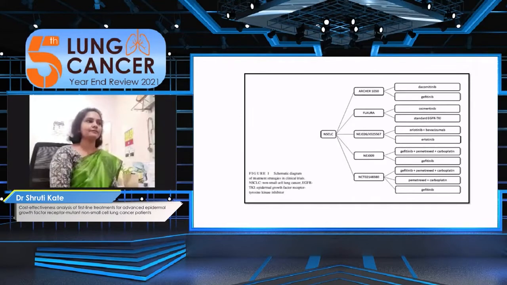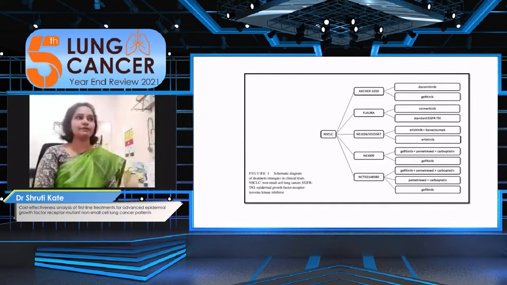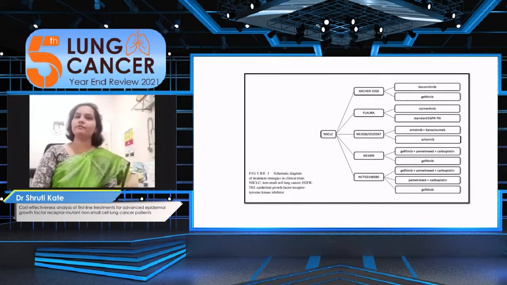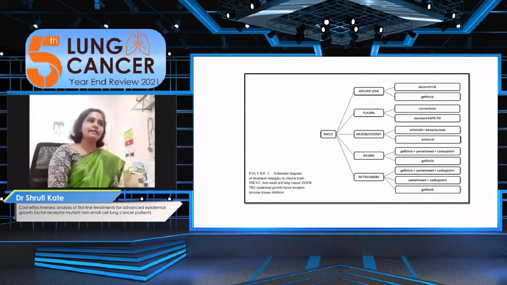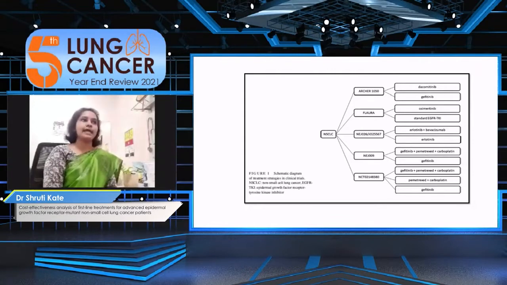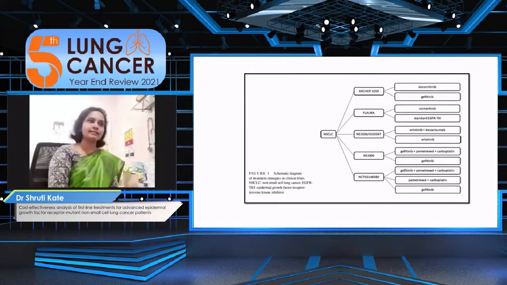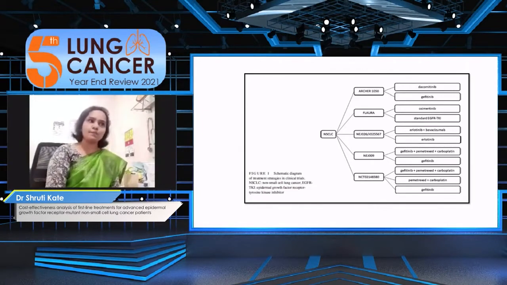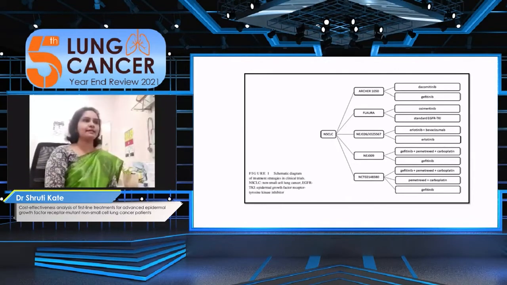Next slide, please. So these were the 6 studies that were included. The ARCHER 1050 study, which compared dacomitinib with gefitinib. The FLAURA, which compared osimertinib with the standard first-line TKI. The NEJ026 study, where erlotinib plus bevacizumab was compared with erlotinib. NEJ009, pemetrexed carboplatin gefitinib versus gefitinib, and the NCT02148380 study, again 3 arms, pemetrexed carboplatin gefitinib versus pemetrexed carboplatin versus gefitinib alone. These were the studies that were included. Next slide, please.